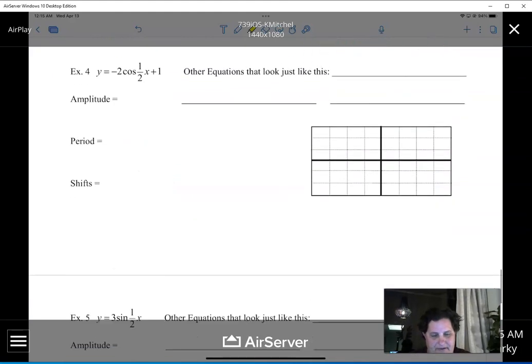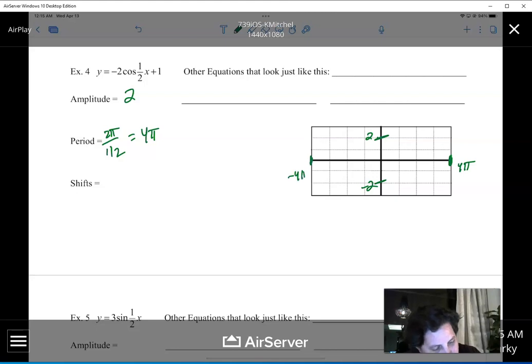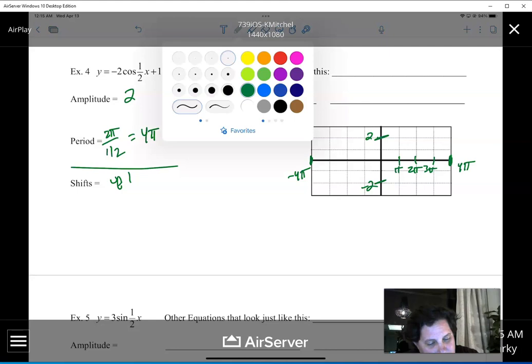Okay, let's look at this one already. This one's already written out good for us. The amplitude is 2. The period is 2 pi over b, which is 4 pi. So I'm going to go 2, 4 pi, and then I'm going to go pi, 2 pi, 3 pi, 4 pi. Cool, no shifting. This just goes up 1. So I'm going to draw it up to there without the shift in it.